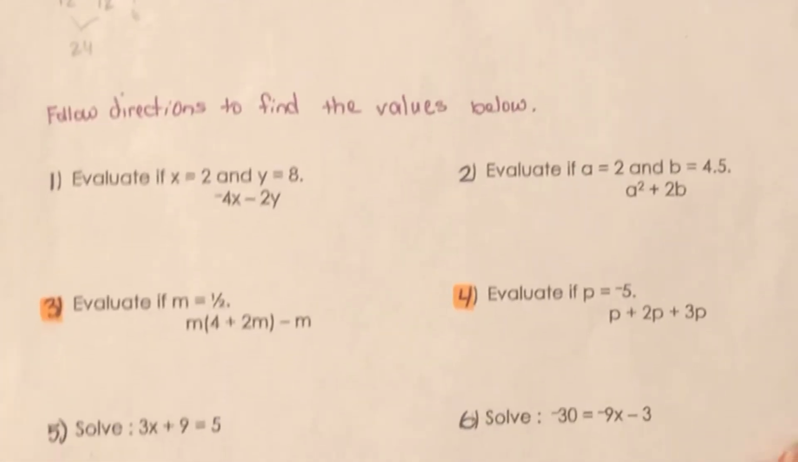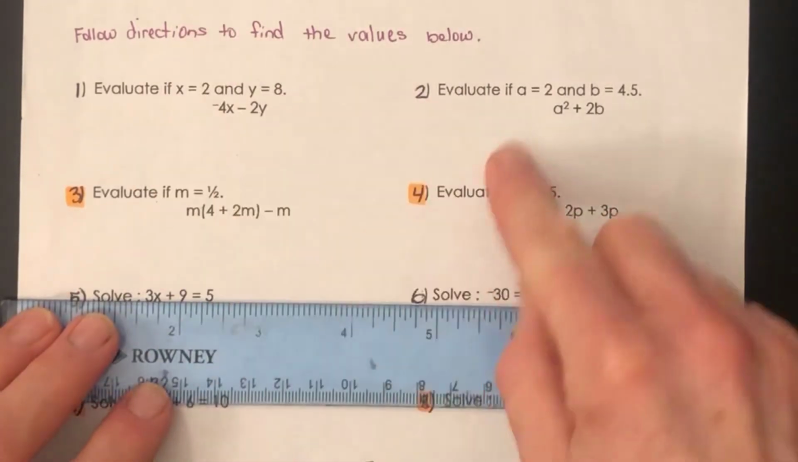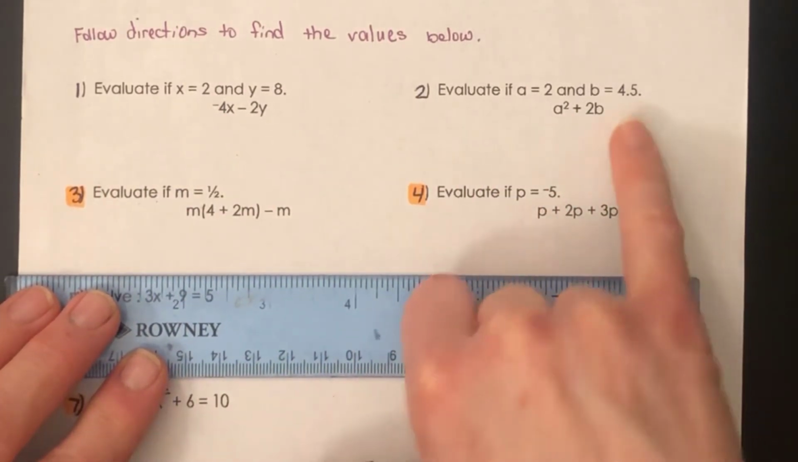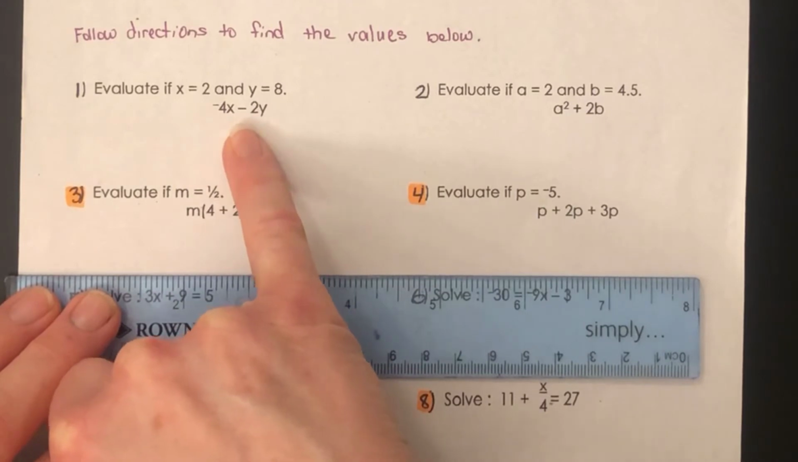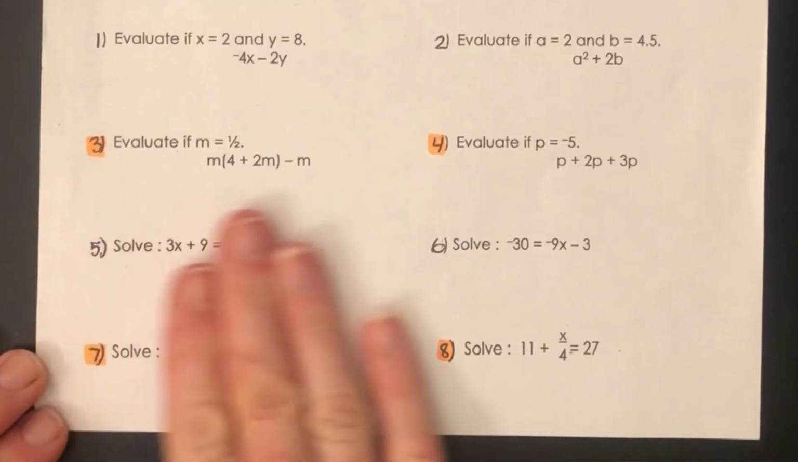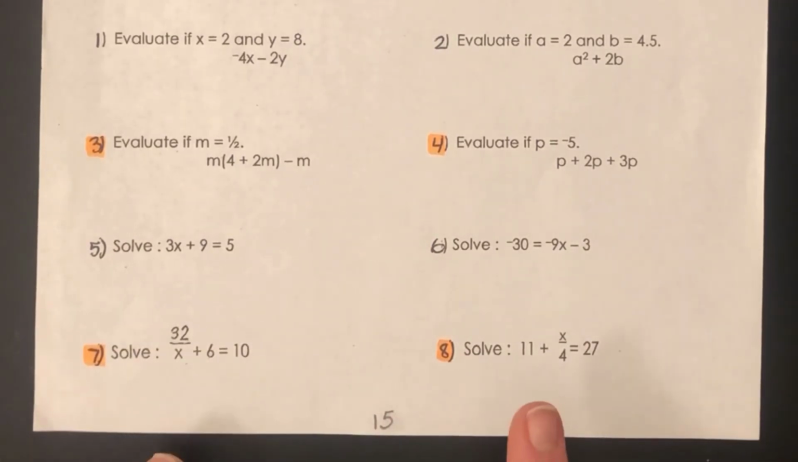Let's come down here. There are 2 different types of problems. The first 4 are substitution. You're substituting a value for an expression they've given you. The bottom 4 are equations to solve. And they're 2-step equations, so I definitely want to make sure I do at least 2 of them with you.